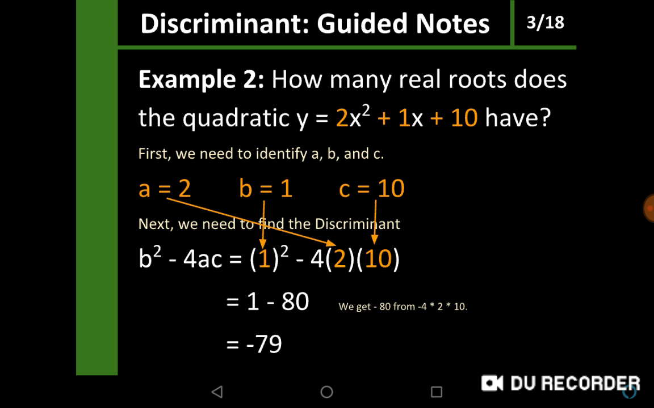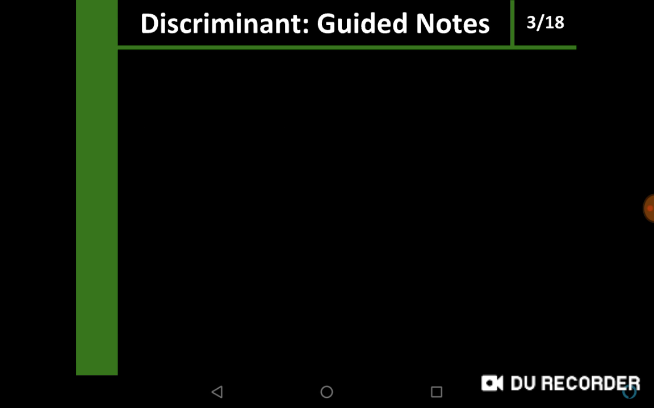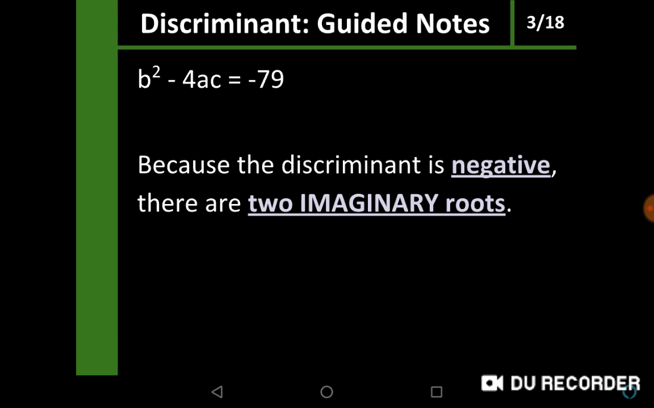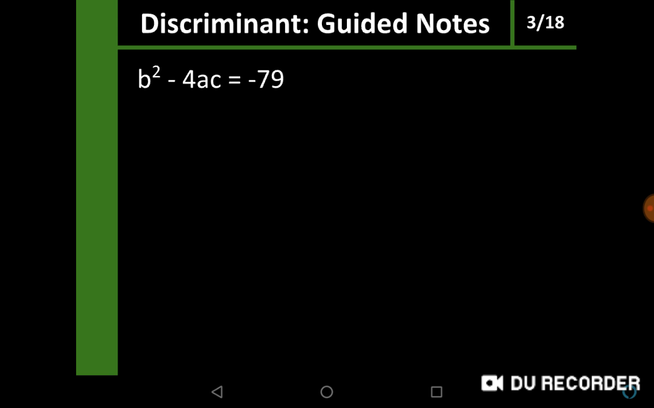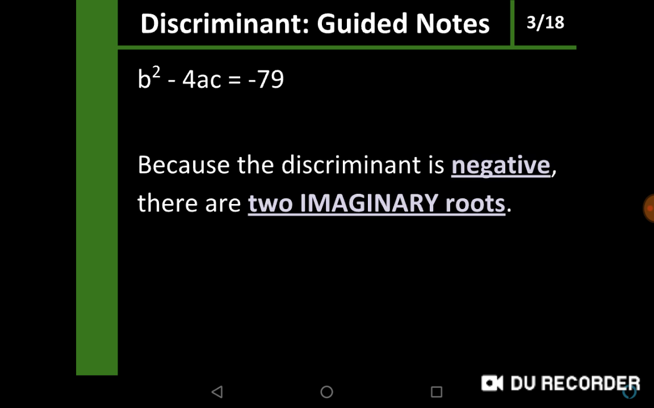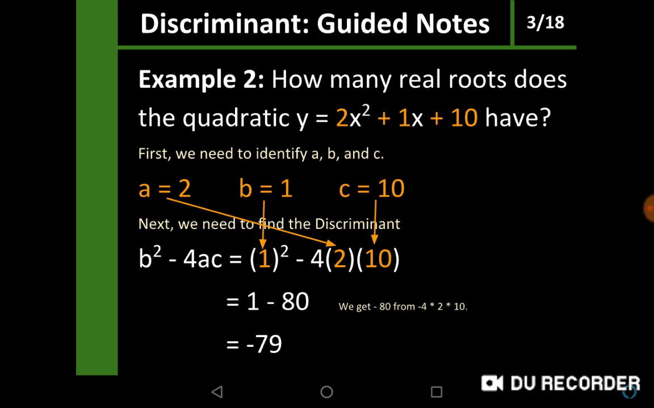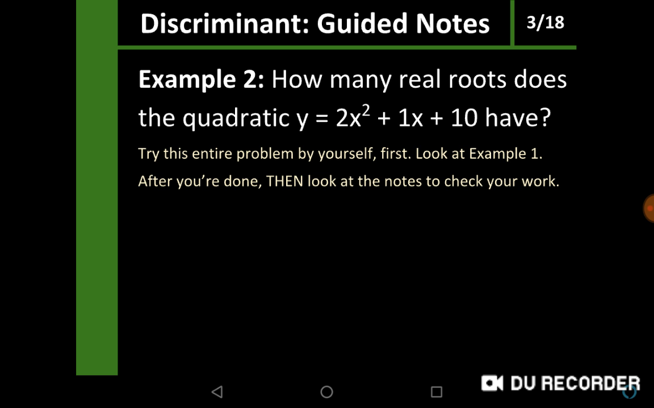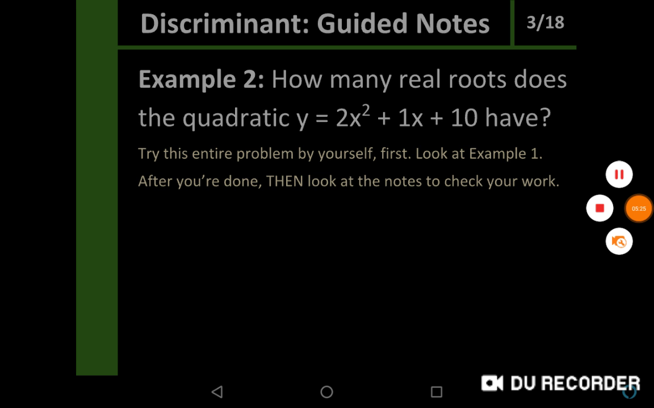That's example 2. Look at this only if you've done the problem to see if you did it right. And check your answer, not just that you got the negative 79, but also that you therefore said that the discriminant was negative and there are 2 imaginary roots. So I'm going to say that's the answer to check your work. I'm going to go back and continue to try this problem. All right, good luck.